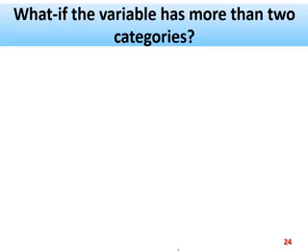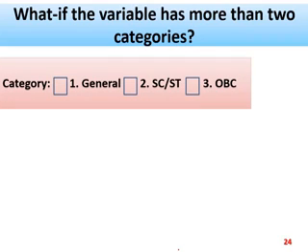Now, what if the variables have more than two categories? That means we had one yes-no variable, like whether there is newspaper, reading newspaper or not. If there are more than two categories, for example this one. Now you see this: General, SC/ST, OBC. So instead of two, this variable category has three options. General, that means there are three possibilities.